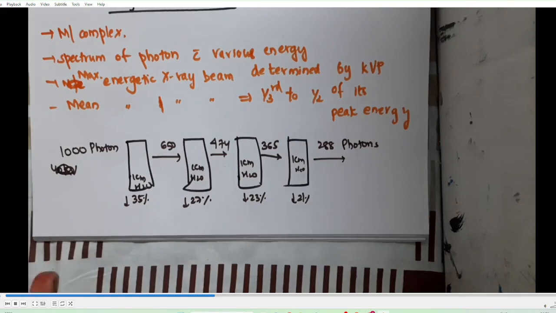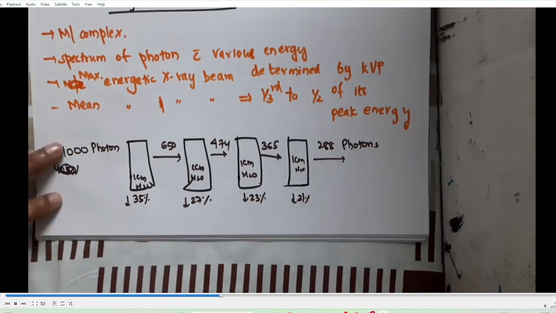This is because, if you take an example, 1000 photons have a mean energy of 40 kilovolts, and when the photons are attenuated, 35% is attenuated, and there will be about 650 photons remaining. As the transmission increases, the mean energy increases.